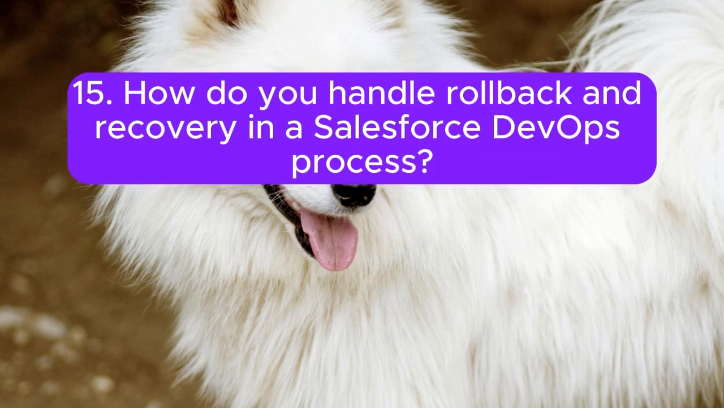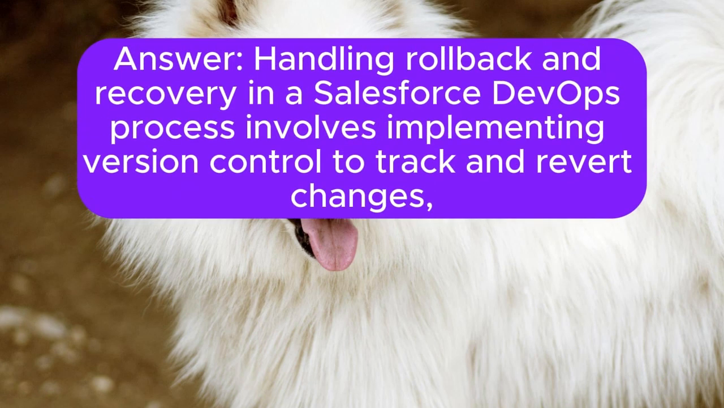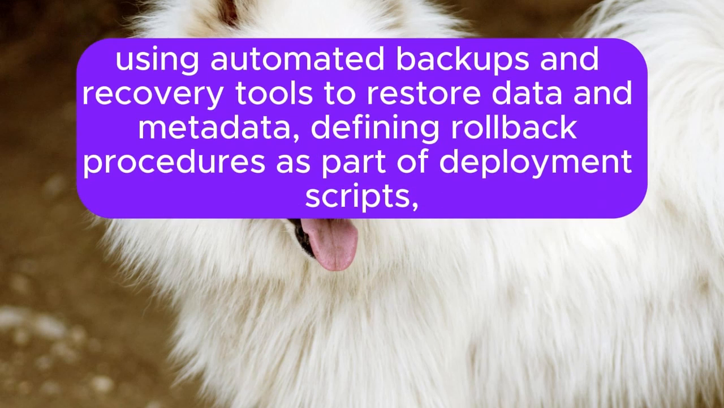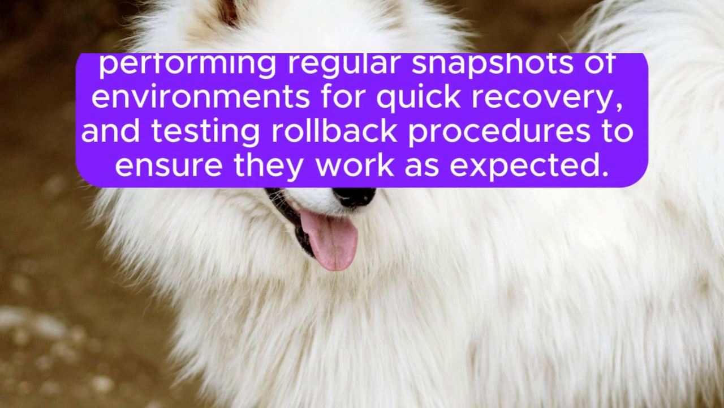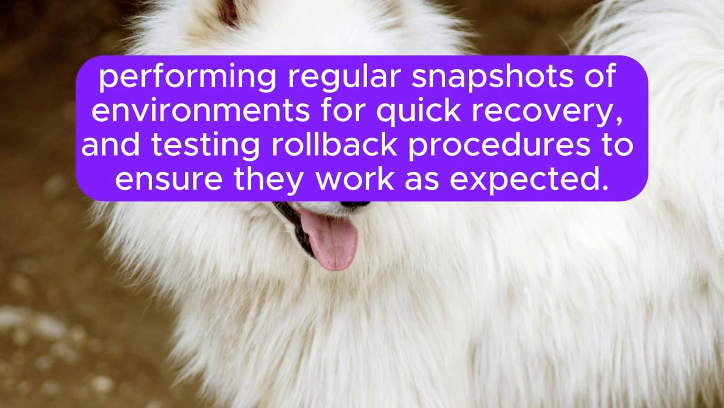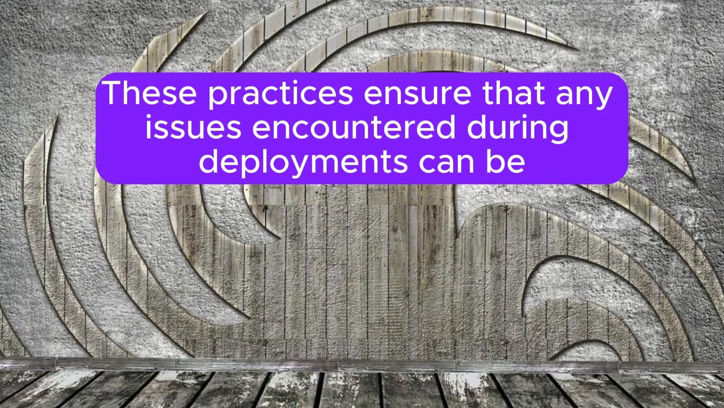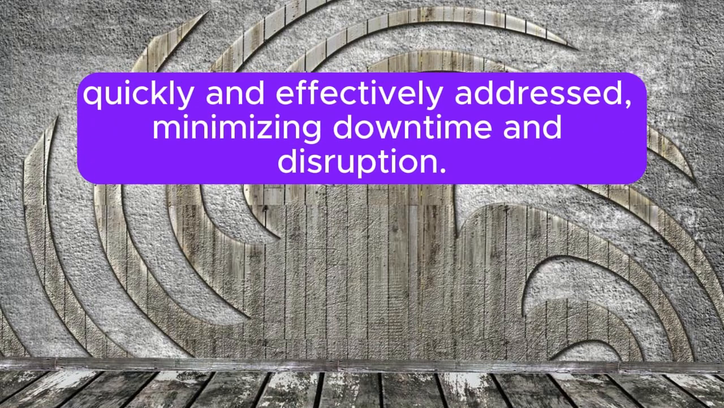15. How do you handle rollback and recovery in a Salesforce DevOps process? Answer: handling rollback and recovery in a Salesforce DevOps process involves implementing version control to track and revert changes, using automated backups and recovery tools to restore data and metadata, defining rollback procedures as part of deployment scripts, performing regular snapshots of environments for quick recovery, and testing rollback procedures to ensure they work as expected. These practices ensure that any issues encountered during deployments can be quickly and effectively addressed, minimizing downtime and disruption.